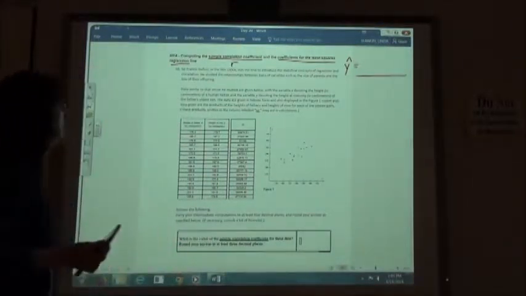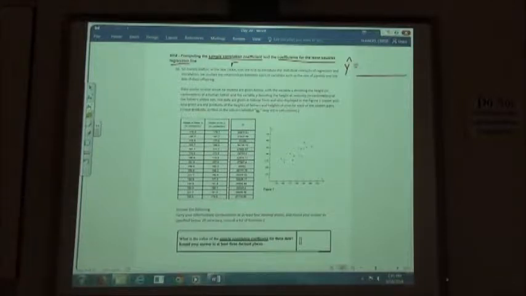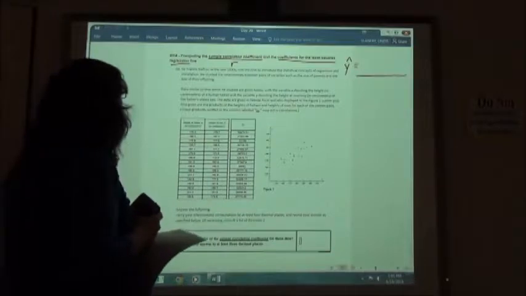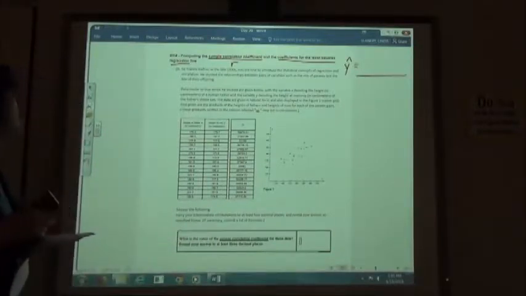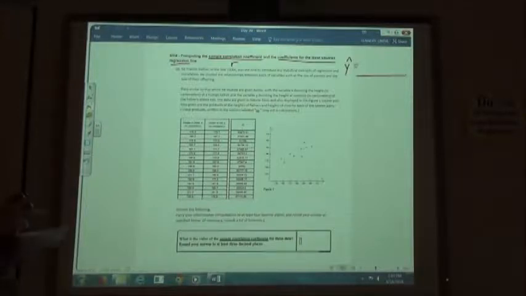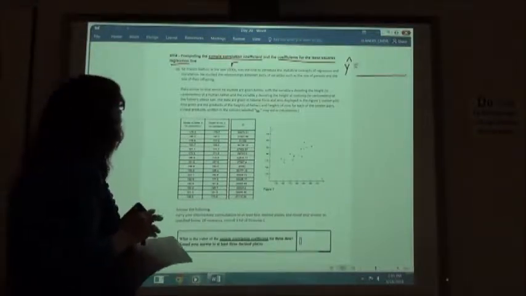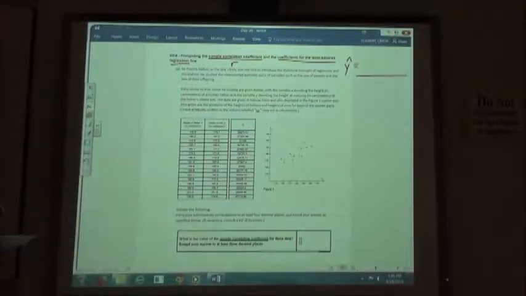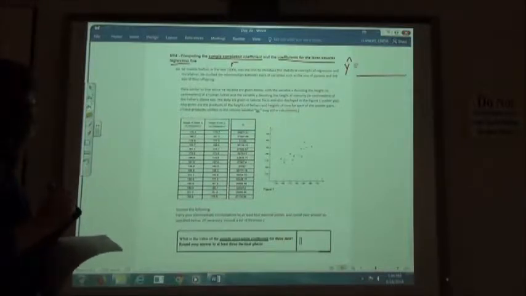So on this first one here, it says Sir Francis Galton in the late 1800s was first to introduce the statistical concept of regression and correlation. He studied the relationships between pairs of variables such as the size of the parents and the size of their offspring. Data similar to that which he studied are given below, with the variable x denoting the height in centimeters of a human father and the variable y denoting the height at maturity in centimeters of the father's oldest son. The data are given in tabular form and also displayed in figure 1 as a scatter plot.